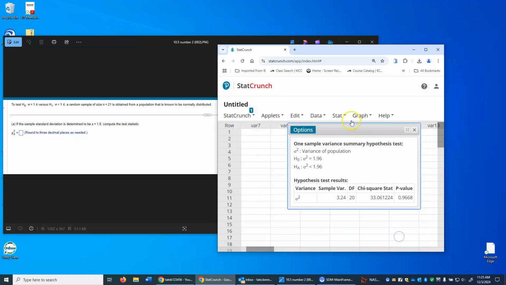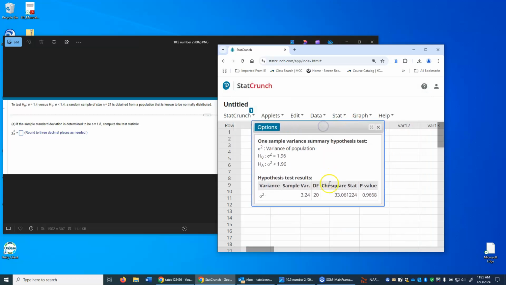You just click compute and it does all the calculations. Here's chi-squared, which is what you're looking for here, around three places. So it'd be 33.061. It also gives the p-value. I know sometimes they ask for that.